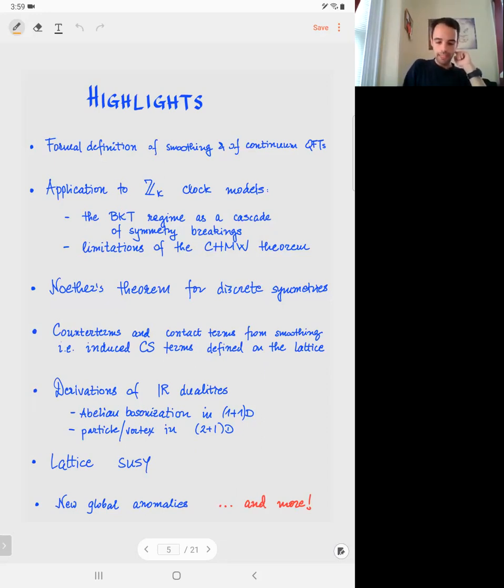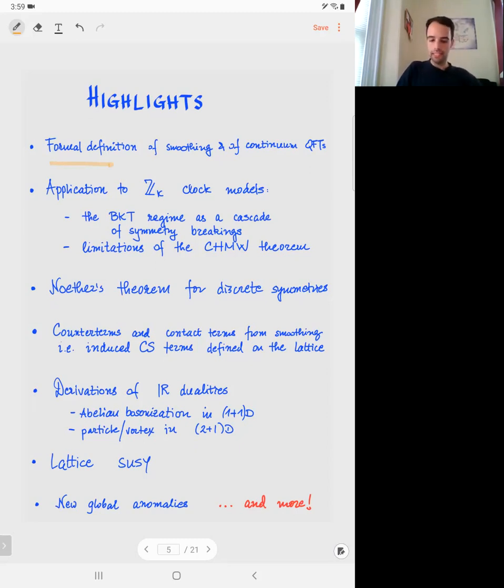So the main thing is this formal definition of the smoothing procedure, and therefore of continuum QFTs, in terms of some lattice models that are on large but ultimately finite lattices. That's what I'm going to talk about for the rest of the talk. It has a bunch of applications, and you can apply it to define various different QFTs.